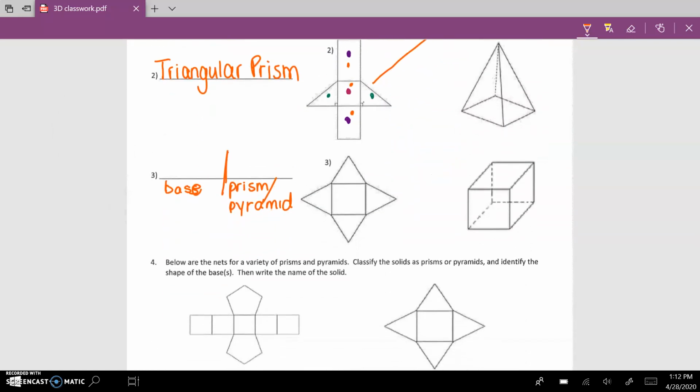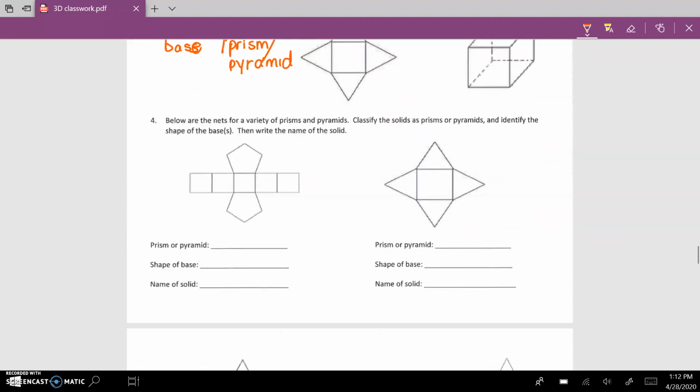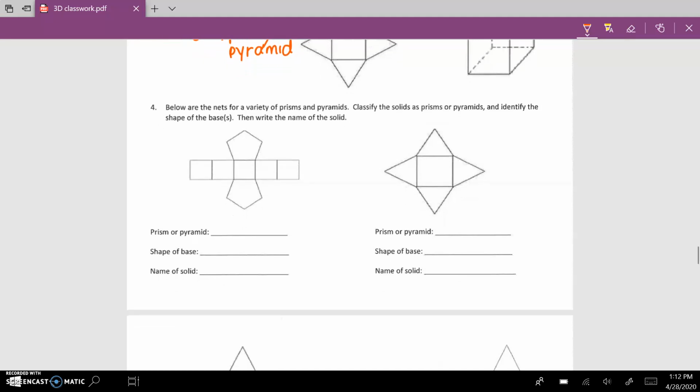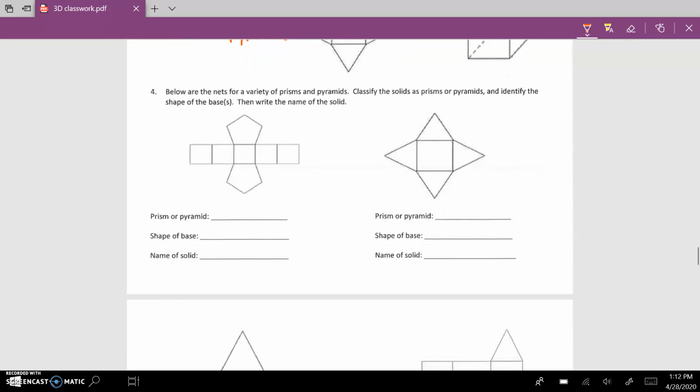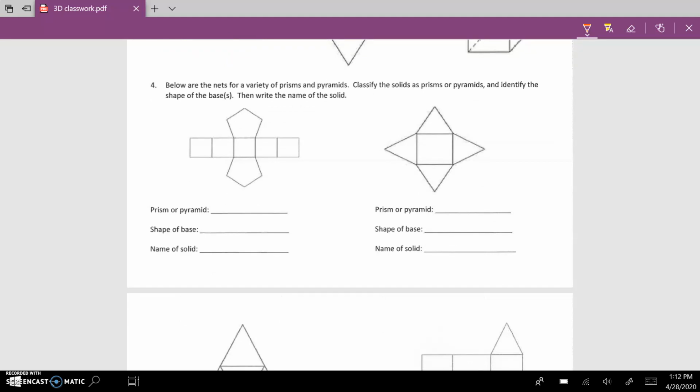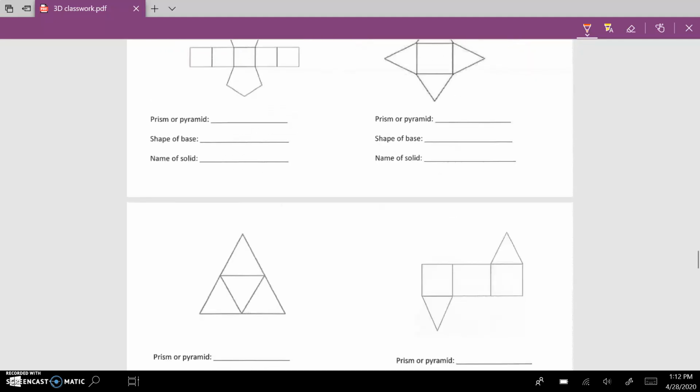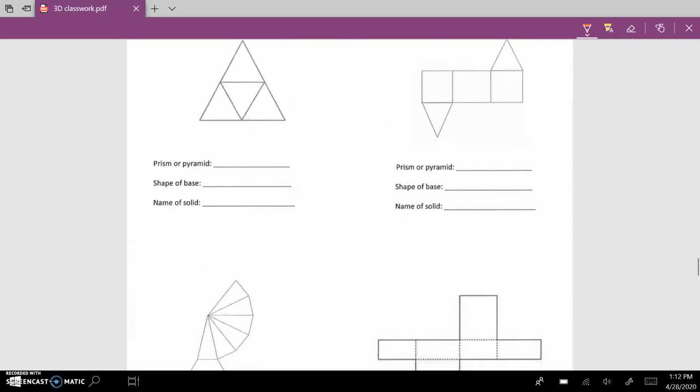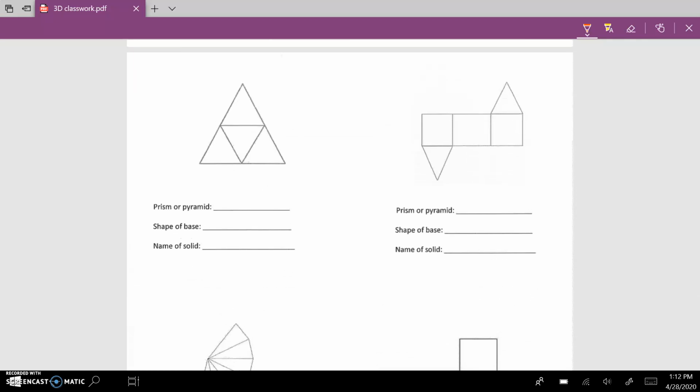Now, the bottom of the first page pretty much goes with the second page where it says, below are the nets for a variety of prisms and pyramids. Classify the solids as prisms or pyramids and identify the shape of the base and write the name of the solid. Okay, so on the second page, let's look at the top one on the right hand side. So I guess the second question.